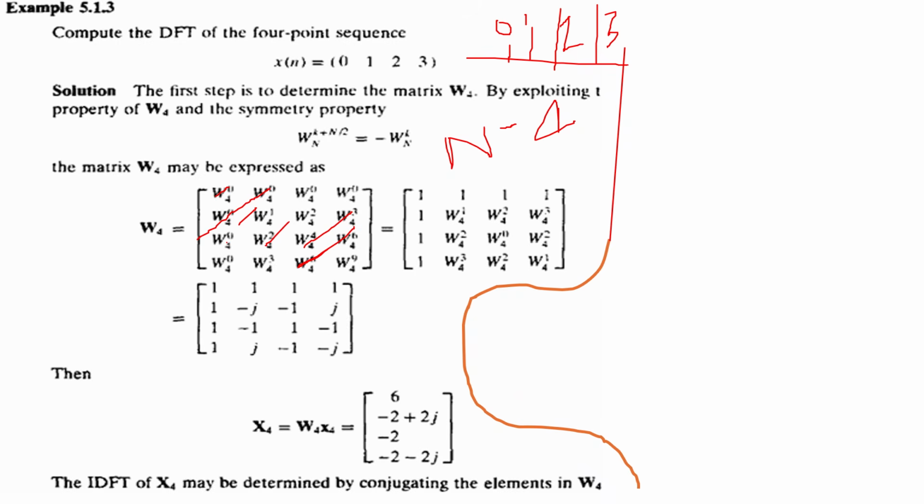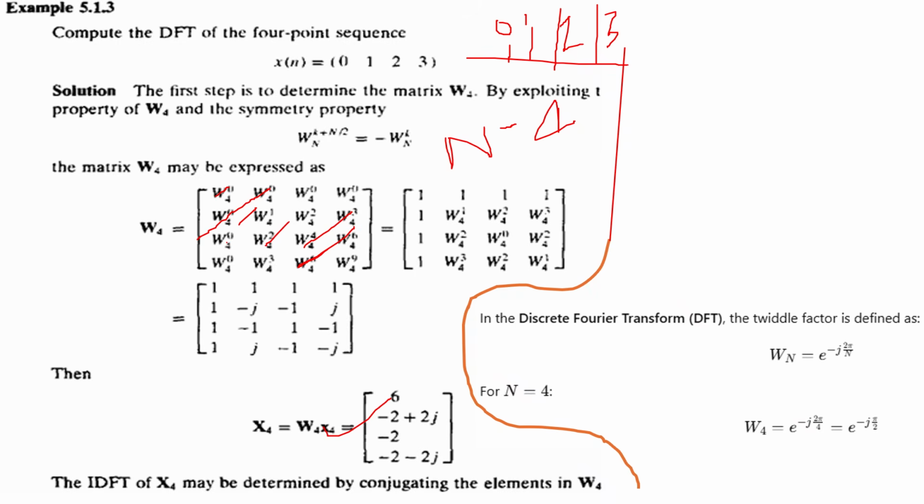Further, if you multiply this matrix, this into 0, 1, 2, 3, you will get this final result, right? So how will you get this? Here n is equal to 4, and Wn is what? e to the power minus j twice pi by n.